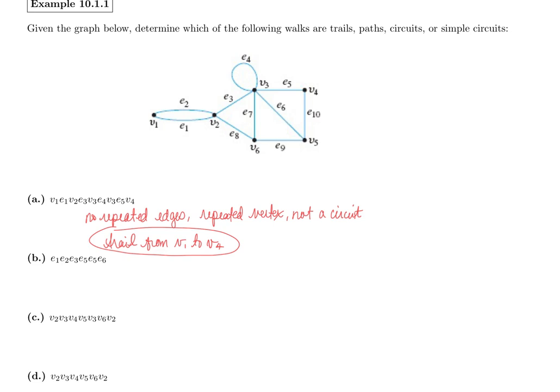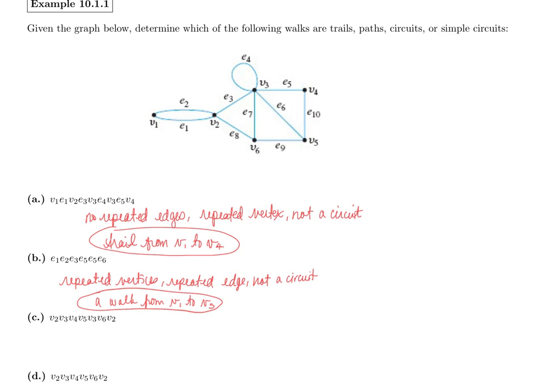So what this walk represents is we have repeated vertices. I think it happens twice, and we have a repeated edge. And it is not a circuit. So it doesn't begin and end in the same vertex. So this one is just simply a walk from V1 to V5. It's just a particular walk from V1 to V5. It cannot be a trail because it has a repeated edge. Can't be a path, can't be a trail, can't be a circuit, and therefore not a simple circuit.